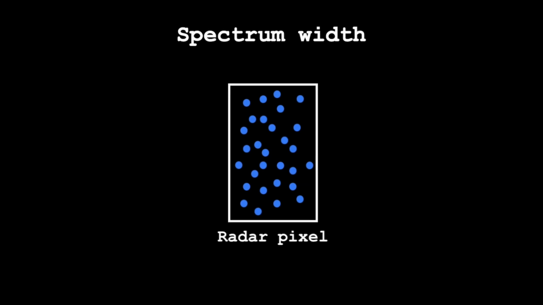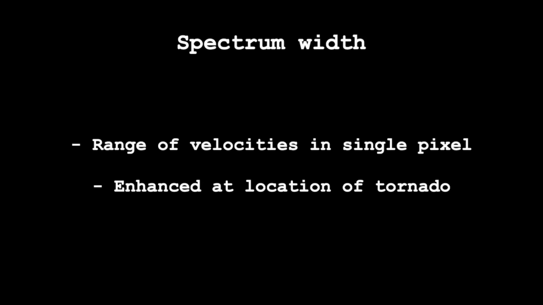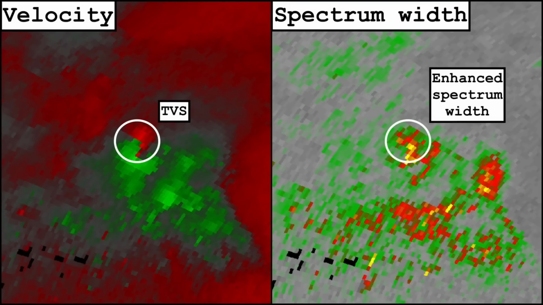In reality, a single radar pixel can contain millions of targets, each with its own velocity. The radar averages the velocities of all the targets within a single pixel to come up with the velocity value for that pixel. Spectrum width is the range of velocities within a single radar pixel. In situations of high atmospheric turbulence, such as within a tornado, targets tend to move in a varied, chaotic fashion. The range of velocities in a given pixel is large, and therefore spectrum width will be enhanced at the location of the TVS. The various targets within the vortex, both meteorological and non-meteorological, have different aerodynamic qualities, yielding a wide range of velocities and high spectrum width.